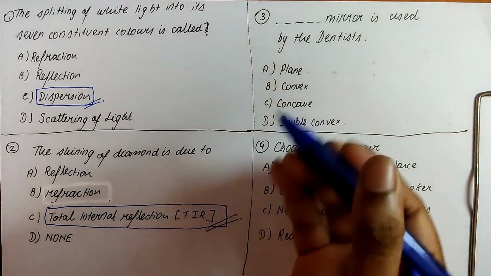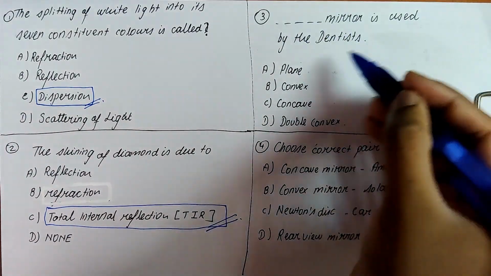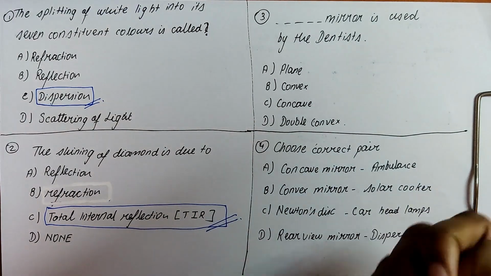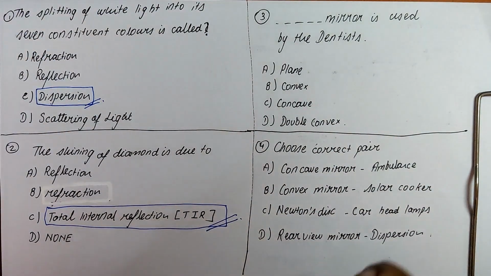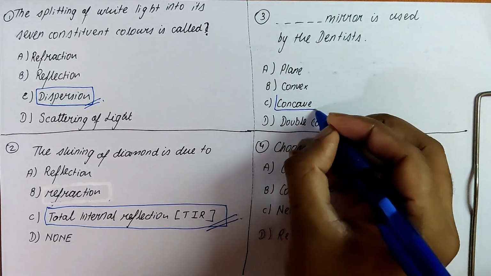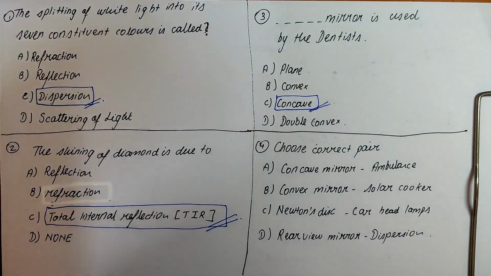Alright, now going towards the third question. Dash mirror is used by dentists. Now this question is also shown in the slides, and the answer to this question is concave. This is also theory, and I have discussed that question in the slides as well.